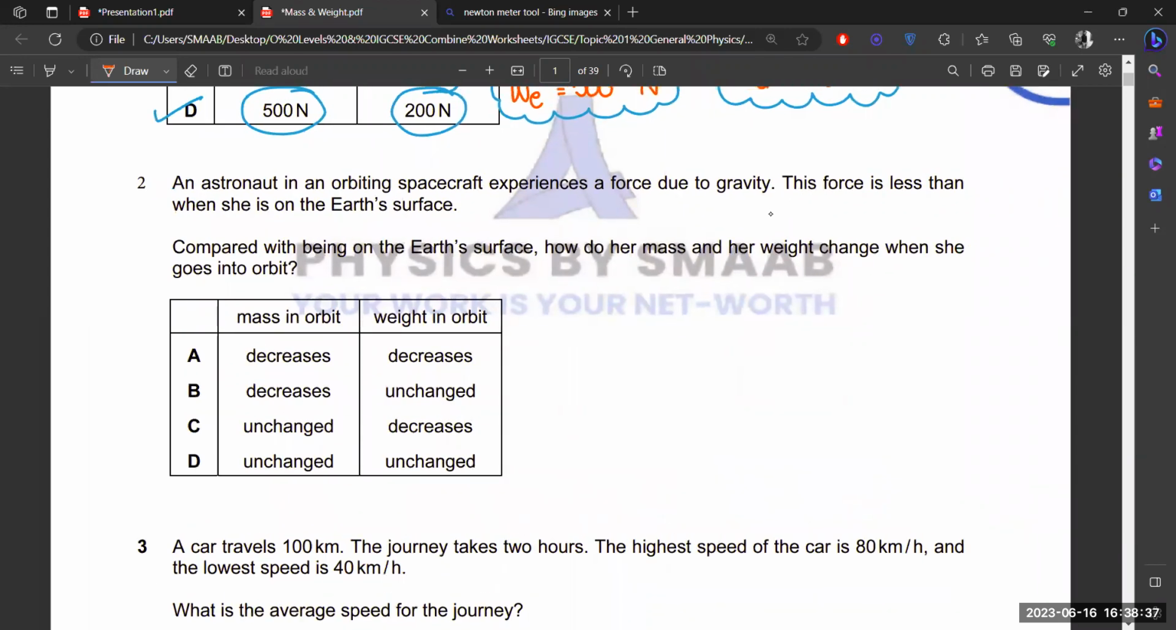An astronaut in an orbiting spacecraft experiences a force due to gravity. This force is less than when she is on Earth's surface. So basically the question is: an astronaut in an orbiting spacecraft experiences a force due to gravity. Force due to gravity means that same value of g, right? And this force is less than when she is on Earth's surface.